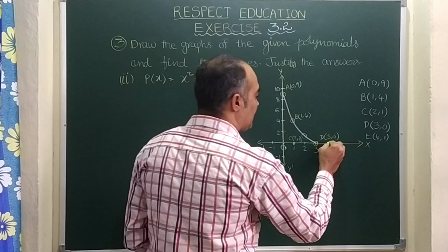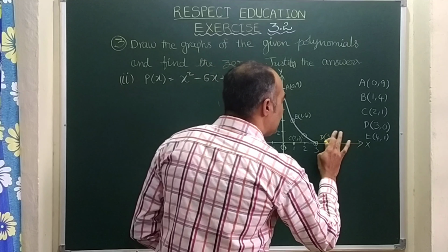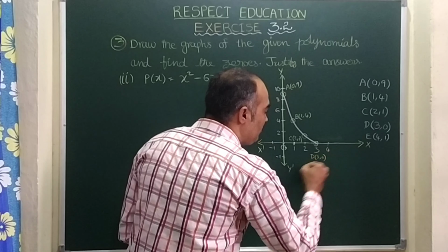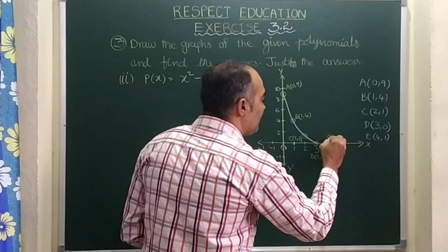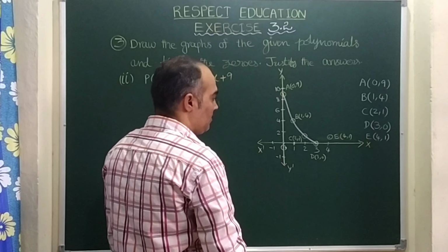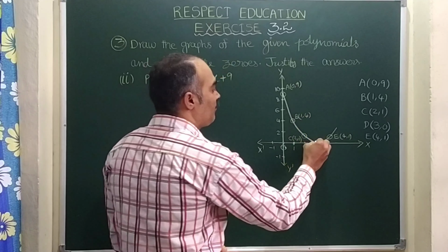So here let us take that point as E (4, 1). At 4 I should take 1. Just here, for our convenience, I am rubbing this point. Here I am writing D (3, 0). Here this is E (4, 1). So this graph is like this. Clear?